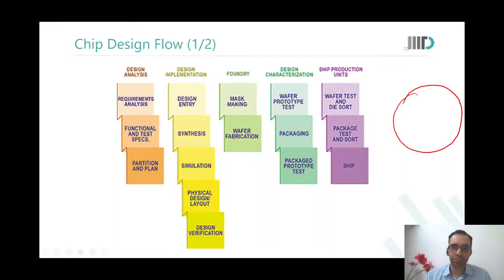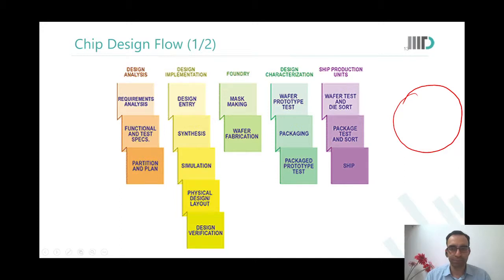Okay. So, sir, do these steps happen in parallel? Design, characterization, and shipping production units. Depends. They could, they may not. Okay. Because it depends from product to product. Yeah. Depends from product to product.